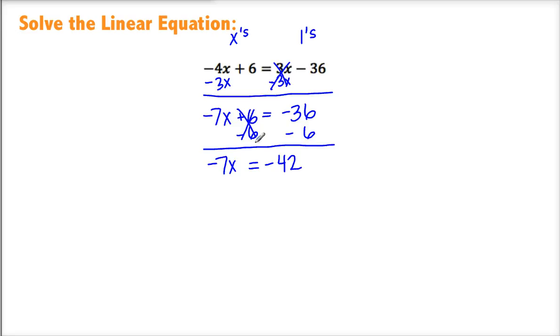Okay, this is looking a lot easier. Now I just have this negative 7 times x, so we're going to split this into negative 7 groups. So dividing by negative 7, do that on both sides to keep it balanced. That leaves me with 1x equals negative 42 divided by negative 7, which is a positive 6. Check that with a calculator if you need to. So we solved this equation, and we found the solution is x equals 6.